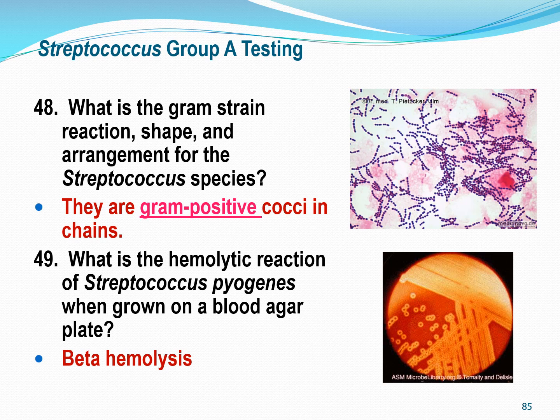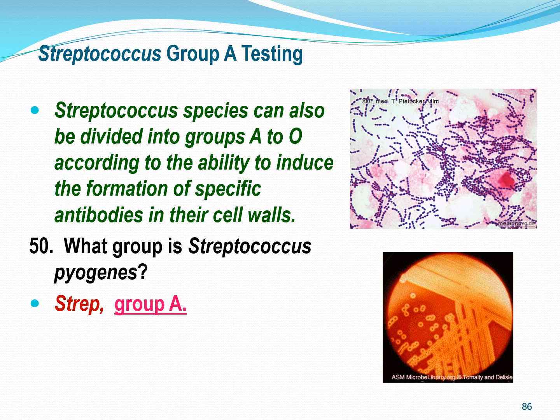What is the hemolytic reaction of Streptococcus pyogenes when grown on a blood agar plate? They show beta hemolysis, right? That's that complete hemolysis where it is clear and white around the colony. So purple, right? Beta, purple, gram-positive cocci in chains, right? With beta hemolysis, which is complete hemolysis.